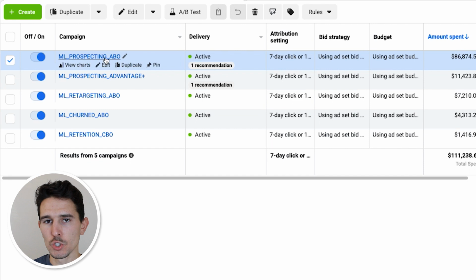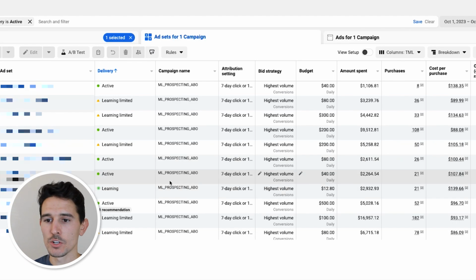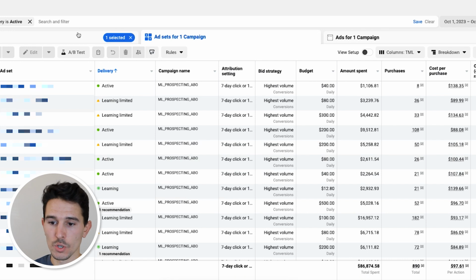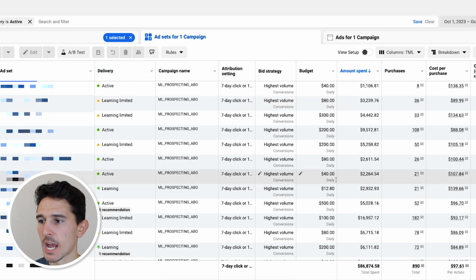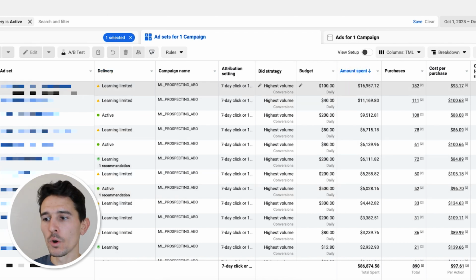Let's dive in first to the juiciest campaign, the prospecting ABO. This campaign, as I mentioned, has a ton going on. So we have 75 different ad sets that we have tested here. Just to make this as simple as possible for us, I am again going to sort by spend. And what you'll notice is what we do is a very unique strategy.